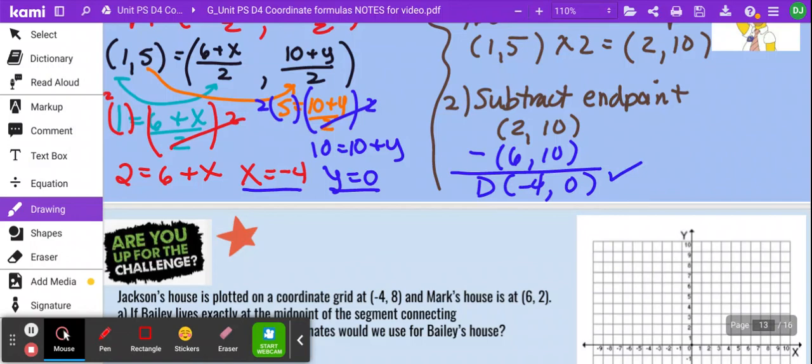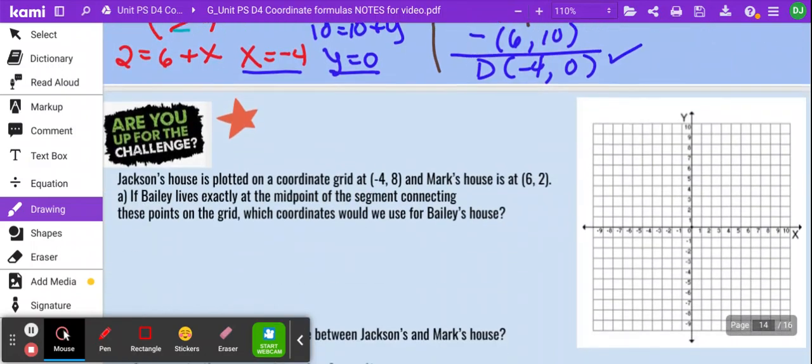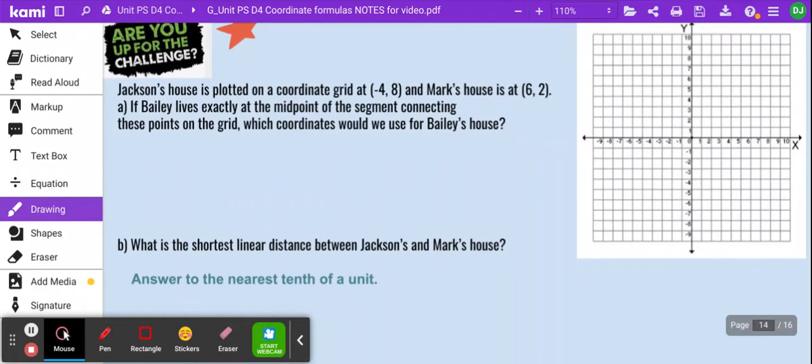There you have it. So that really concludes what I had set up for the lesson. If there is still time in the block, I would like you to try the challenge because it addresses 2 things. Do you know how to find a midpoint? And do you know how to find a distance? So if there's time now, pause the video and try this, and I'll put up the answers.